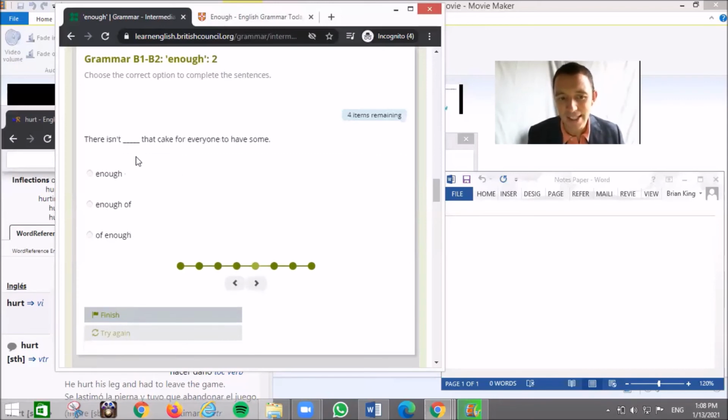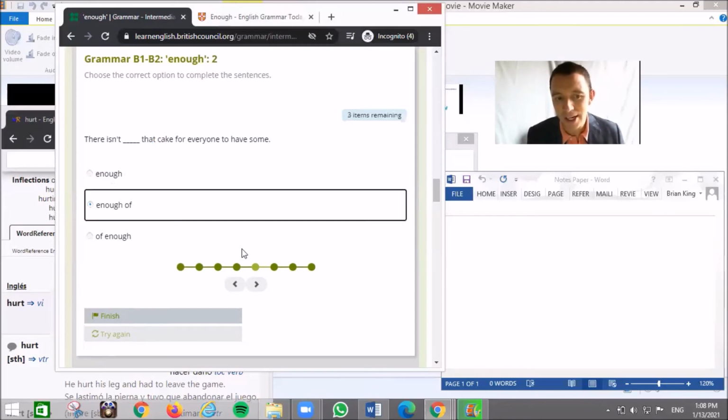The next one, "There isn't enough of that cake for everyone to have some." Options: enough of, or of enough. So never number 3. Number 1, no, because that is the determiner. And because it's a determiner, like this, that, these, those, the rule is enough of. There isn't enough of that cake.